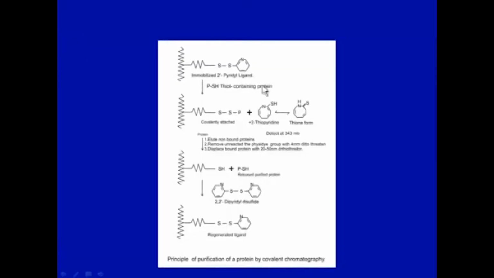When the protein is attached covalently to the matrix, then non-thiol containing proteins are eluted and unreactive thiopyridyl groups are removed by use of 4 millimolar dithiothreitol, or DTT we can say, or mercaptoethanol could be utilized. Protein can then be released by displacement with a thiol containing compound, which could be DTT or, say, reduced glutathione or cysteine. So, this could be utilized in this way. Here this particular figure shows that, you have an immobilized 2 prime pyridyl ligand, protein binds in here, releases the thione form, and then with another group it could be eluted. It is a very good technique for purification of a lot of different SH containing compounds.